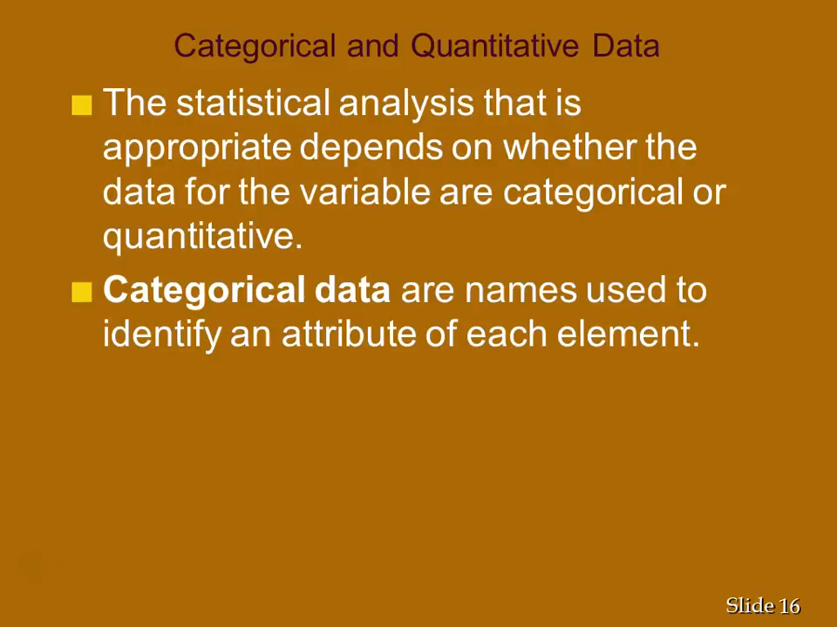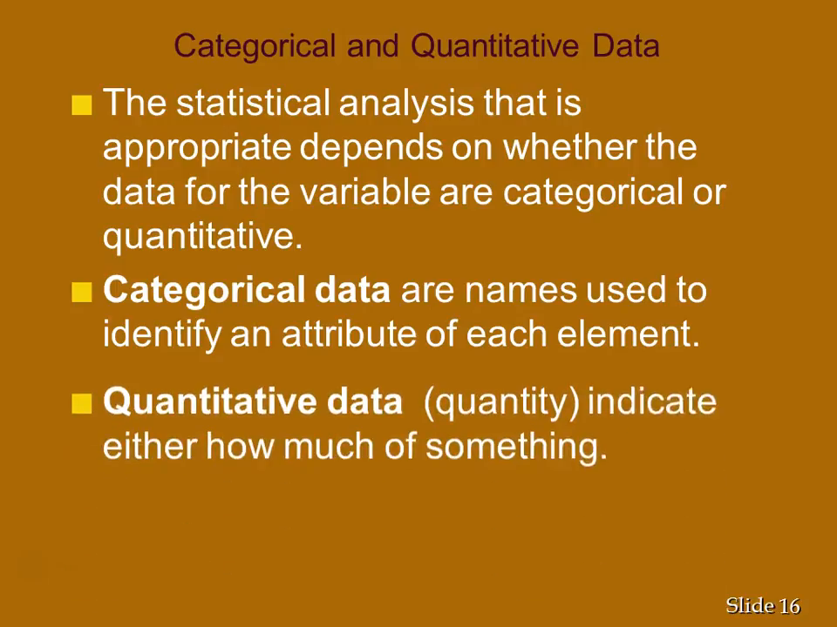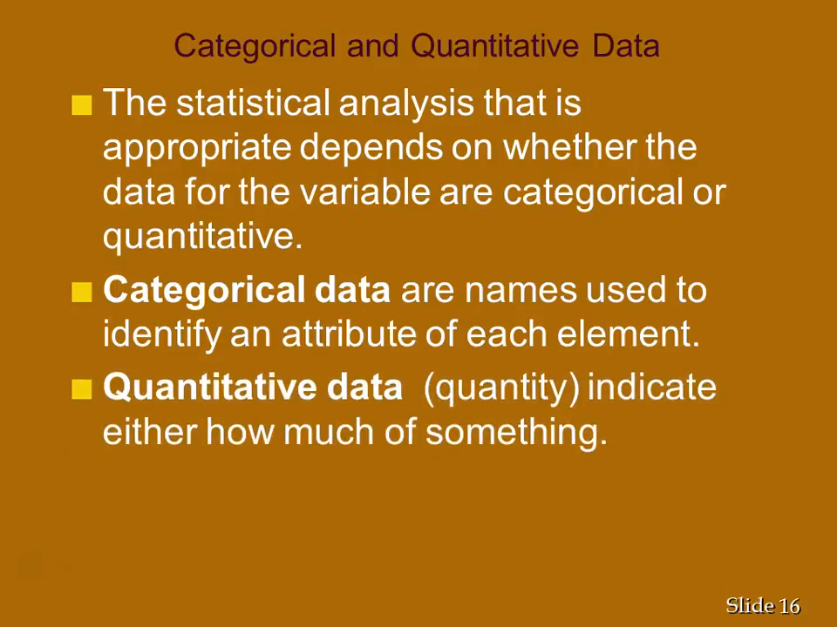Categorical data, which is also sometimes called qualitative data, means that the outcomes of the variable are simply names or labels that identify one element from another. Whereas with quantitative data, notice it has the word quantity just about in it. Quantitative data always indicates how much of something. As we'll see in a minute, quantitative data is always numeric.